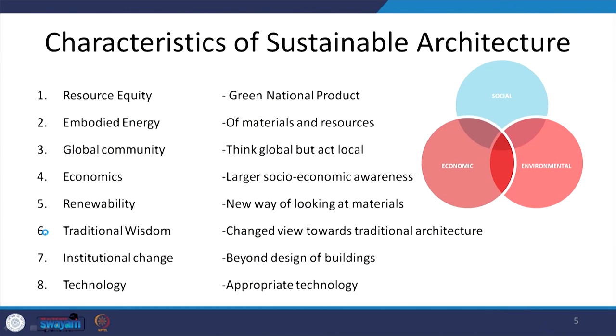Now, putting these three different domains together to come to sustainable architecture, we can define sustainable architecture through some basic characteristics. The characteristics are resource equity. That's one of the most important characteristics of sustainable architecture, which is equitable use of resources. Any building or architecture which has to qualify as sustainable architecture has to use the resources in such a manner that it is equally available to everyone.